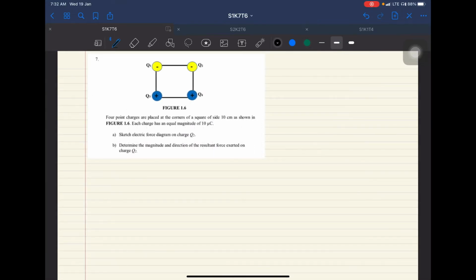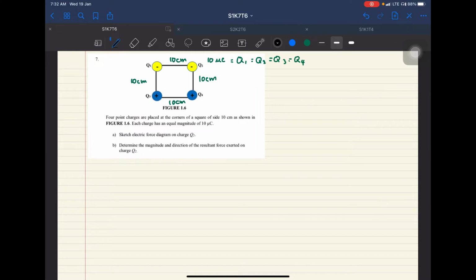The next question is question number 7. They give you 4 point charges placed at the corners of a square of side 10 centimeter. Each side is 10 centimeter, and each charge has an equal magnitude of 10 microcoulomb. This one is for Q1, Q2, Q3, and Q4. The first question, they want you to sketch the electric force diagram on Q2.